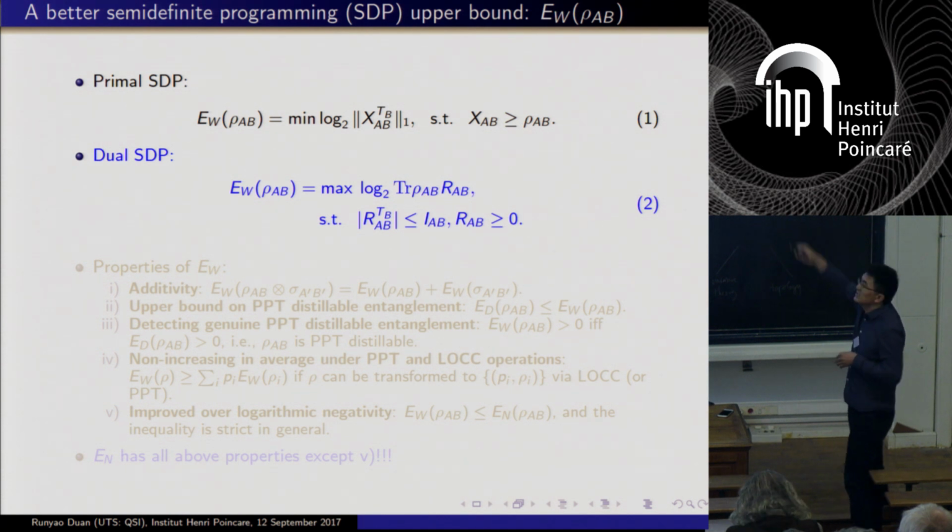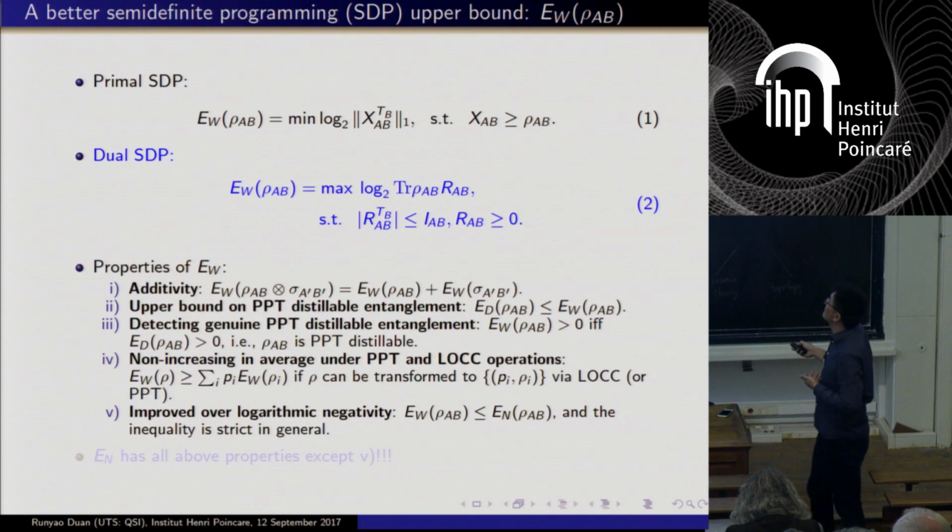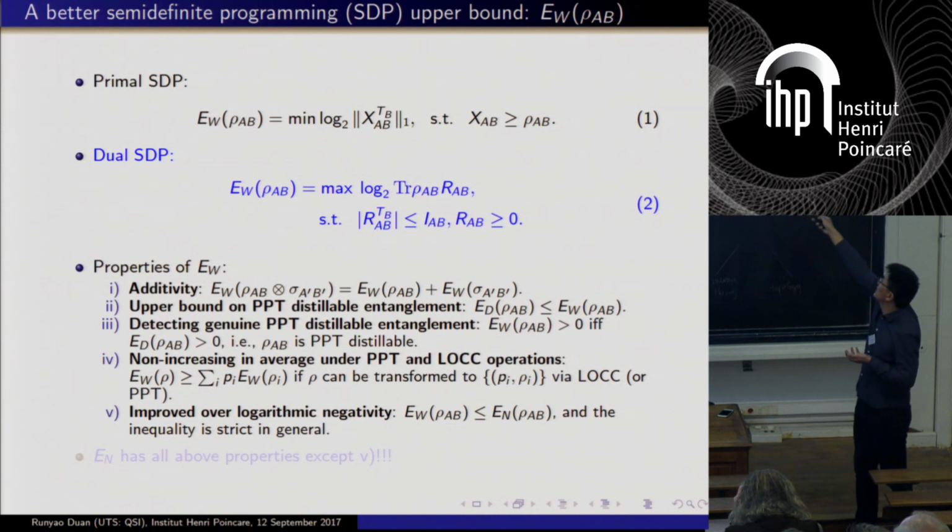By strong duality they are the same. But with this formula, we can very easily show that this new quantity has a number of interesting properties. For example, they are additive under the tensor product, and also it is an upper bound for the PPT distillable entanglement. So we have this ED, next the EW.